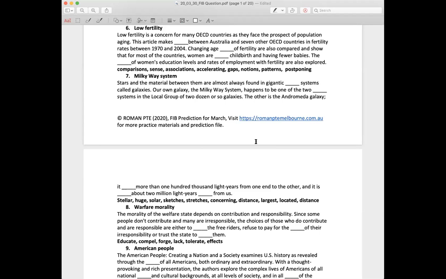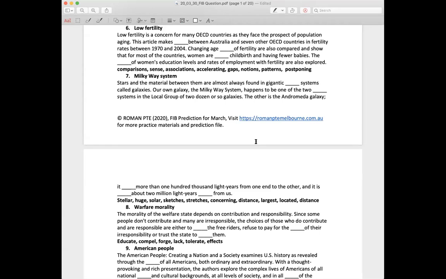And the second one is: to be one of the two systems in the local group of two dozen or so galaxies. Now think again, systems. So which word would you pick now? Which system do you think it is? One we have already used, stellar systems. And again, there is another word, systems. So which word can be used to describe systems? One of the two systems, maybe one of the two huge systems, maybe one of the two largest systems. Which one would you pick? One of the two largest systems in the local group of two dozen or so galaxies.